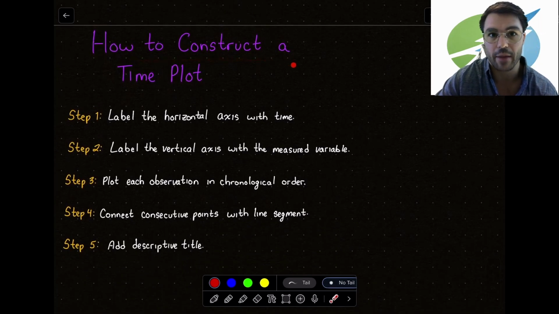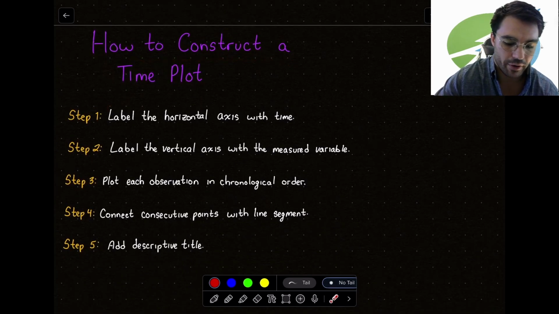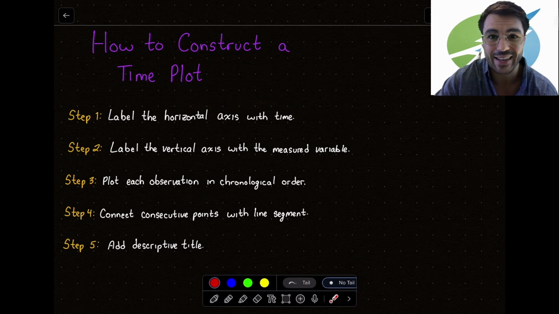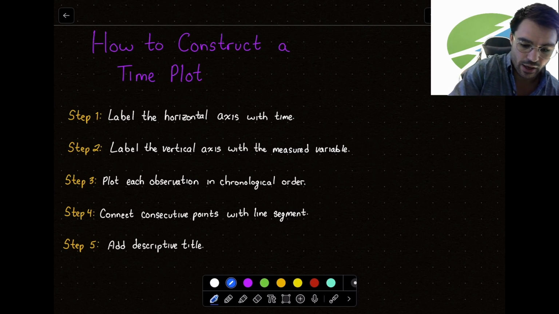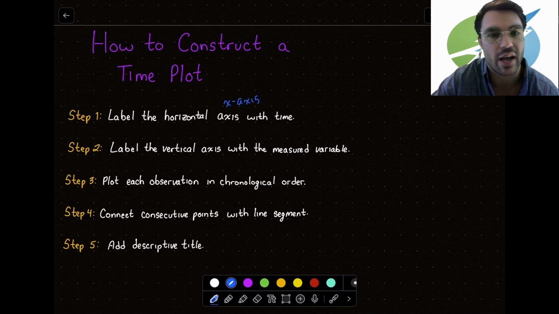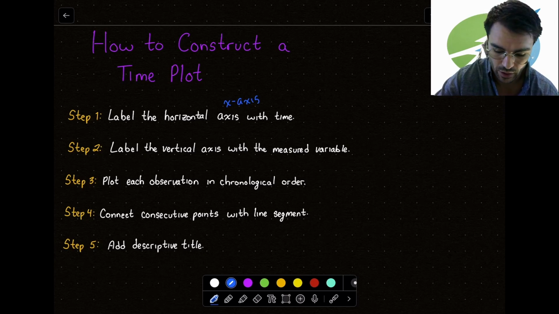How to construct a time plot. Step one, label the horizontal axis with time. Whenever we're graphing anything, the horizontal axis, or let's make a note of it here, the x-axis, is always time. Always, always, always, 100% of the time. You should never have time in the y-axis.